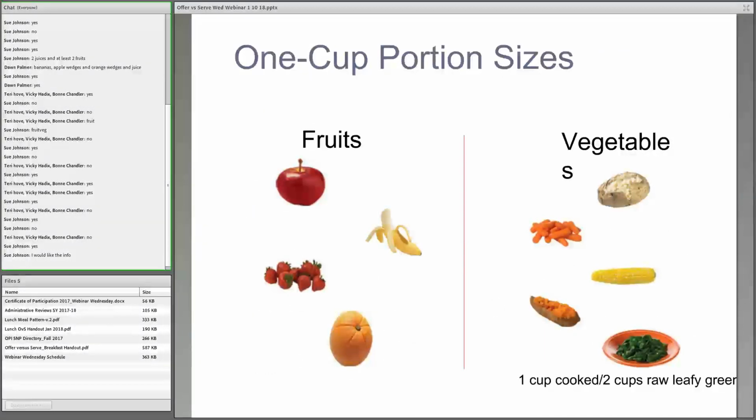We put a handout together years ago that gives visual amounts. An apple the size of a tennis ball would be 1 cup. A medium-sized banana, 1 cup. About 8 strawberries is a cup of strawberry, and again, a tennis ball size fruit would be an orange, which would be half cup. A medium-sized potato, about 10 baby carrots is a cup, half of a sweet potato, and if you have cooked greens, it would be a cup, or 2 cups of raw leafy greens would count as a cup.